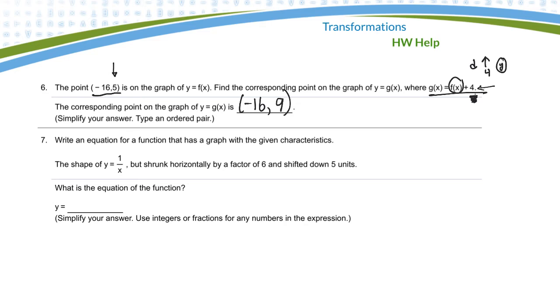Next question, 7. Write an equation for a function whose graph has the given characteristics. Oh, so I have to write one now. Okay, shrunk horizontally, that's a B thing, by a factor of 6. So I'm going to have to put that right in there. I have to shift it down 5. That'll be outside here. Oh, that's all I have to do. So it'll be y is equal to 1 over, by a factor of 6, so I'll put a 6 in front of the x there, and then I shift it down 5, so minus 5.